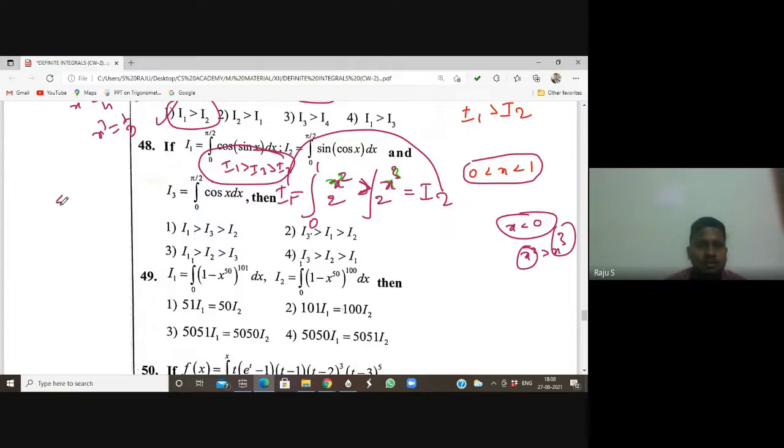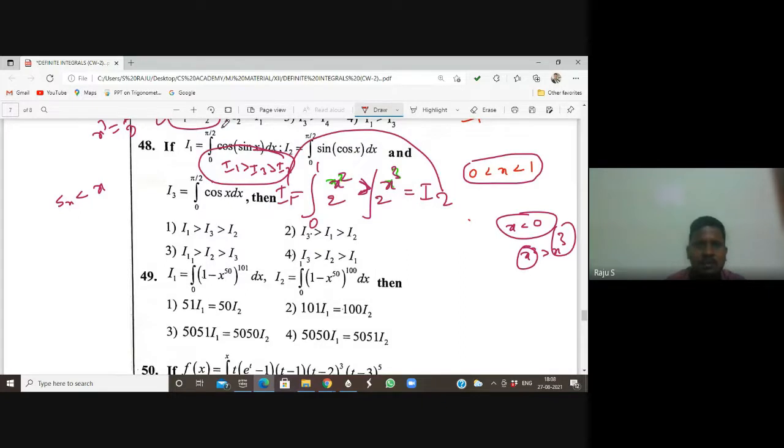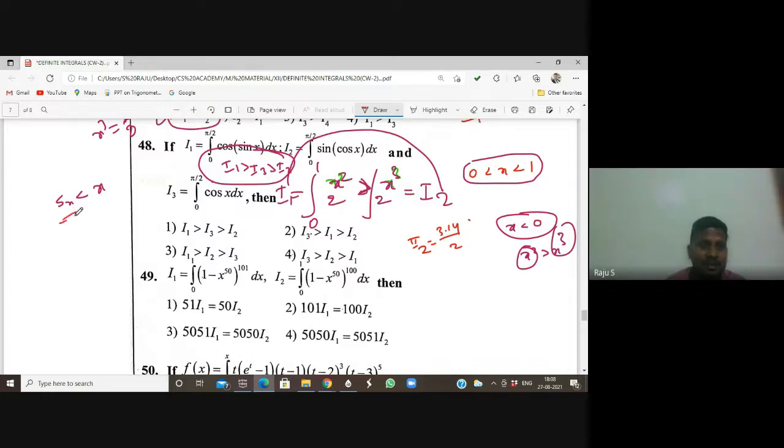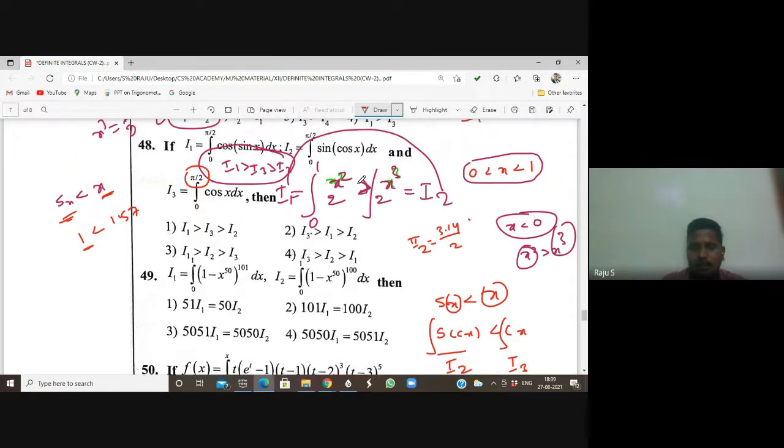Actually, sin x is lesser than x. Can I take it like this? Sin x is lesser than x in the given interval 0 to pi by 2. What is the pi by 2 value? Pi value is 3.14, so pi by 2 is 1.57. See, the sin x maximum value is 1, and the x upper limit value is 1.57. So 1 is lesser than 1.57, so sin x is lesser than x. Replace x by cos x: sin of cos x is lesser than cos x. The sign cannot be changed. So whenever I apply the limits, whatever this is I3, this is I2. Got it?